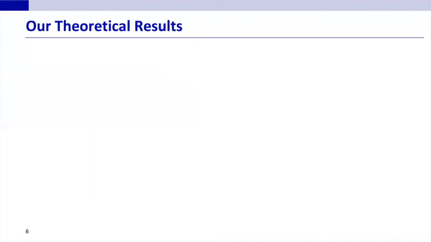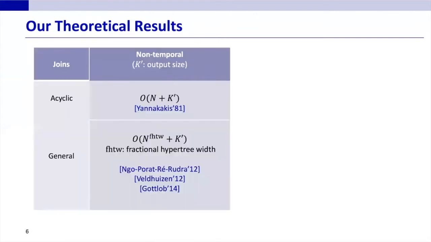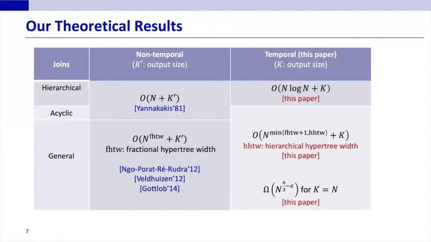We know that a non-temporal joint can be computed in linear time if and only if the joint is acyclic. For general joints, there is a line of algorithms using tree decomposition strategies, whose cost is measured by the notion of width, such as fractional hypertree width. Our first result shows that a temporal joint can be computed in linear time if and only if it is hierarchical, which is a strict subclass of acyclic joints. The lower bound is achieved by reducing the triangle listing problem to any non-hierarchical temporal joint evaluation problem.